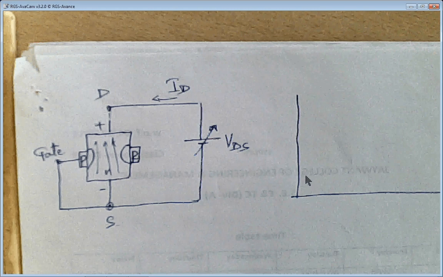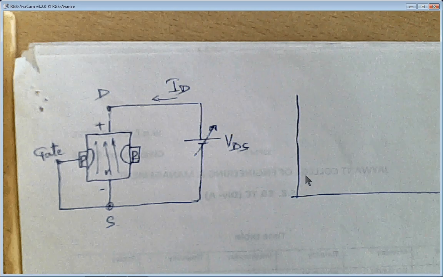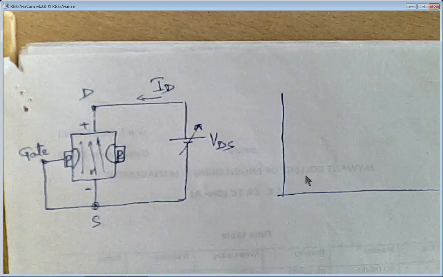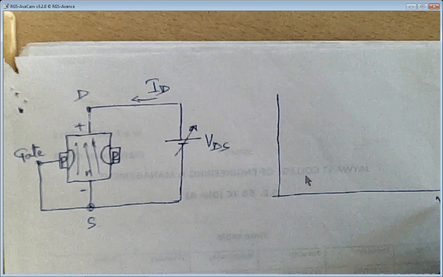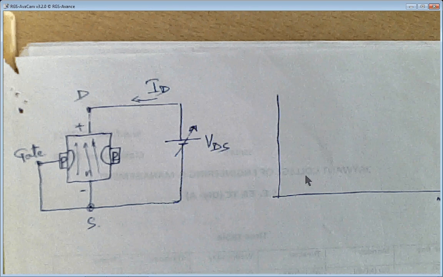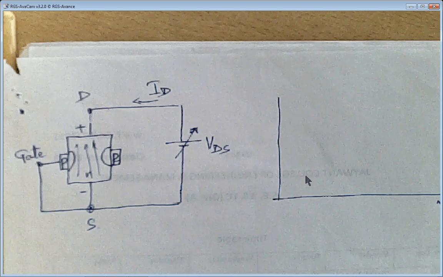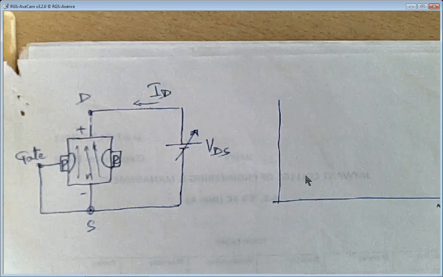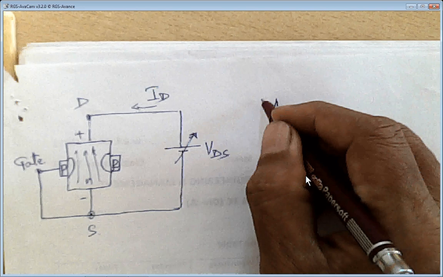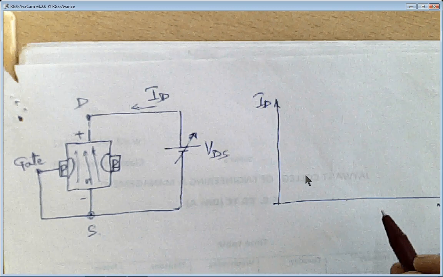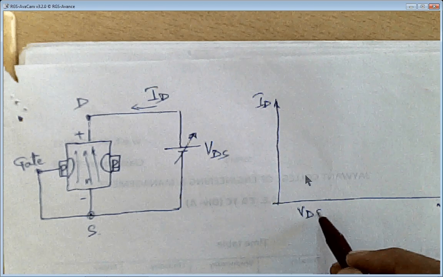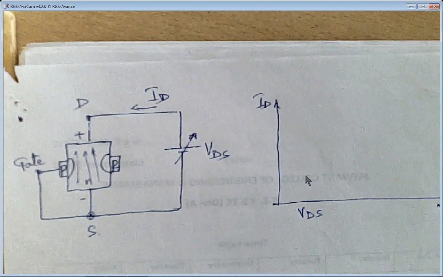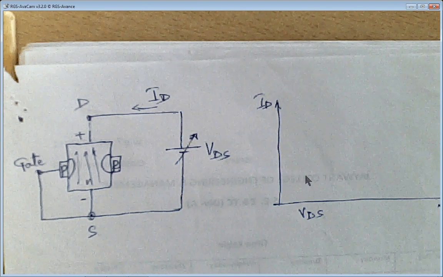So we'll plot those things. One is our VDS, drain to source voltage, and second is ID current. This is ID current, and this is VDS voltage. So on the x-axis we have VDS, on the y-axis there is ID.